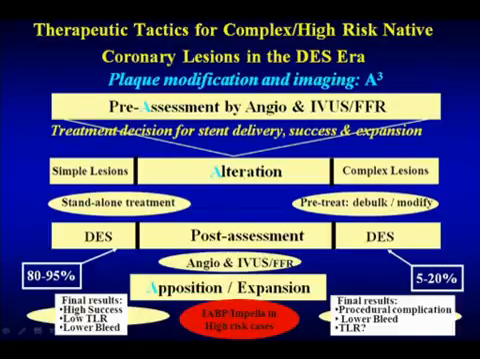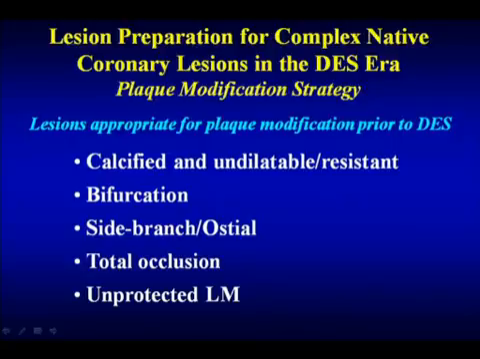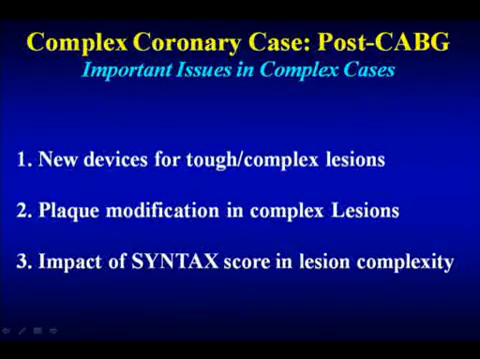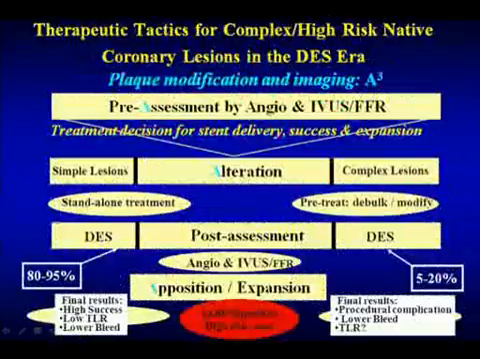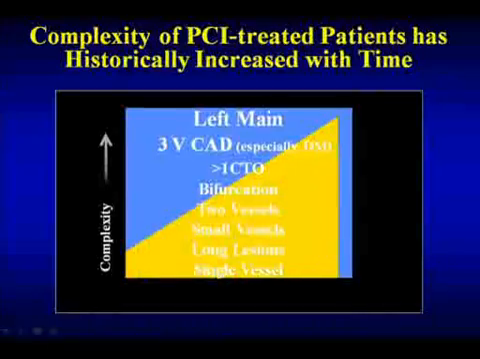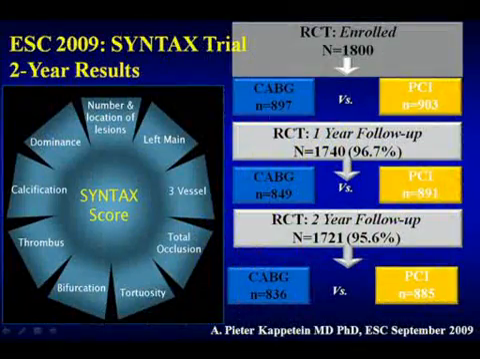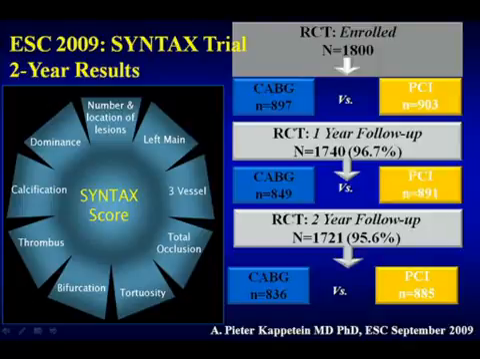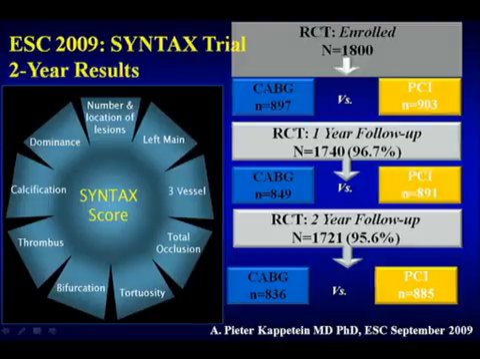Then lastly, being the SYNTAX score, we learned that there is a complex trial done for complex lesions, whether CABG versus drug-eluting stent using TAXUS, and they used the SYNTAX score. Basically, can angiographic morphology dictate the patient's subsequent outcome, and that was the concept. One year data we have presented before. Last year the 2 year data were presented, and now this year at the European Society we will have the 3 year data of this randomized trial.